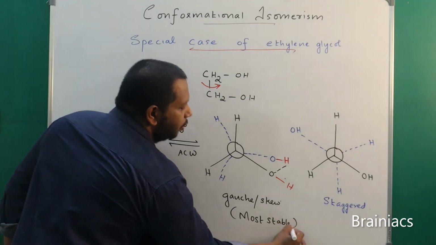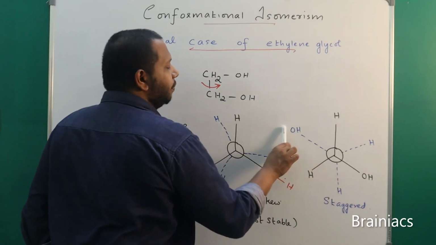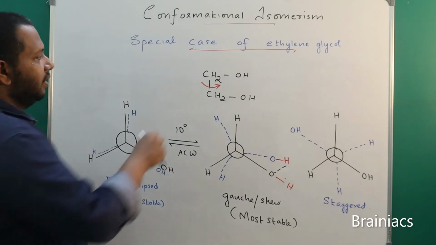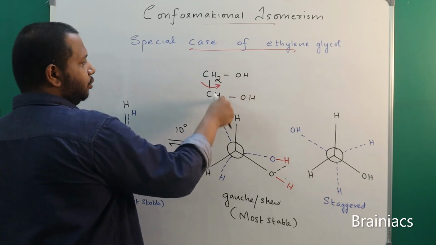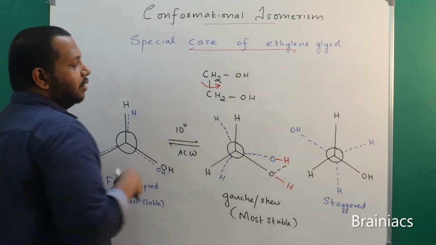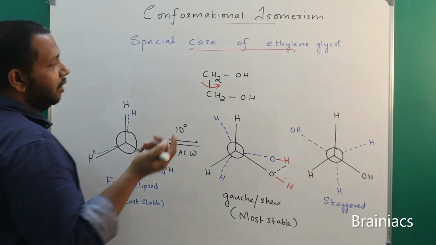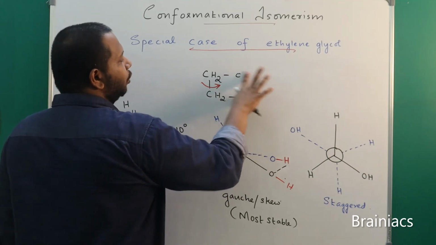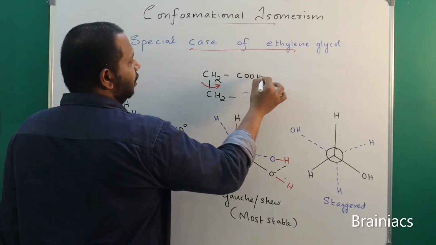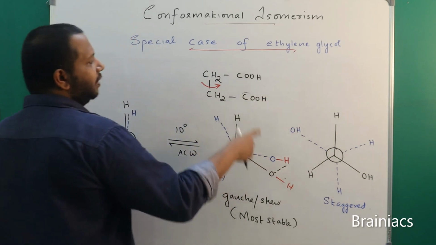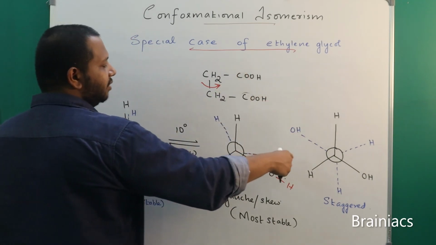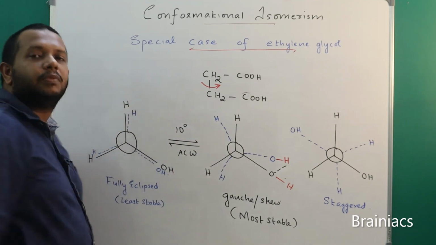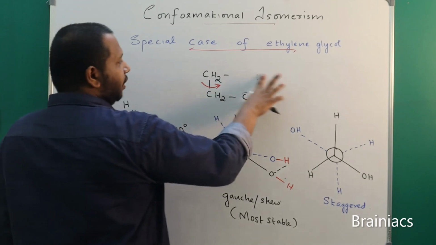Now, why is this not possible in the staggered form? In the staggered form, they are very far apart, so intramolecular hydrogen bond formation is not possible. So please listen, whenever you have an OH group connected to two carbon atoms like this, intramolecular hydrogen bond formation is possible. Suppose you replace the OH group with fluorine, then also this is possible. Suppose both groups are COOH, then also this is possible, because when they are on nearby carbon atoms, they can stay like this and form an intramolecular hydrogen bond. In all those compounds, the gauche form will be the most stable one. Clear? I hope this is clear for you.